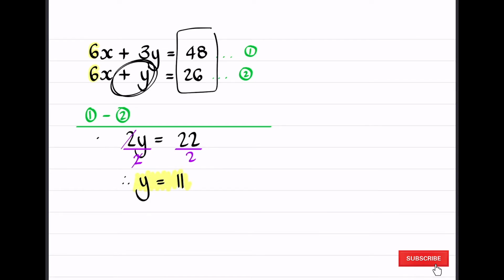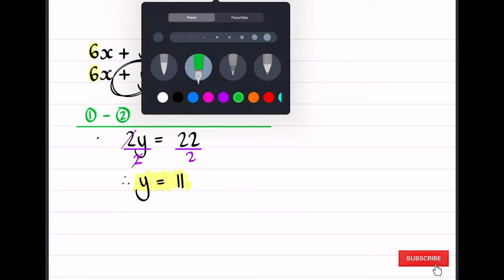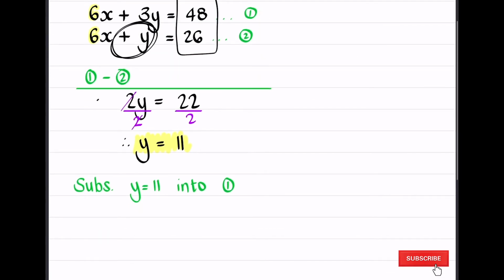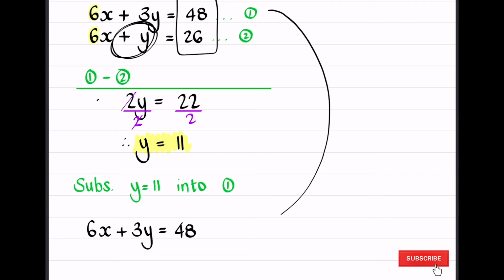So I'm going to take that y value and I'm going to substitute it into either of the equations. So I'm going to substitute my answer of y equals 11 into, and I could go into equation 1 or equation 2, so I'm just going to go into equation number 1. So in order to go into equation number 1, what I'm going to do is I'm just going to rewrite equation number 1. So I have 6x plus 3y equal to 48. So I've just simply rewritten equation number 1 over there.